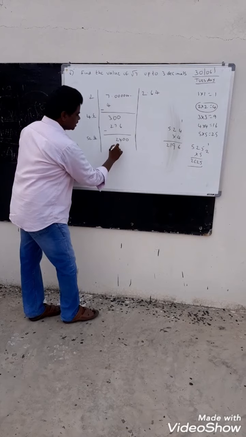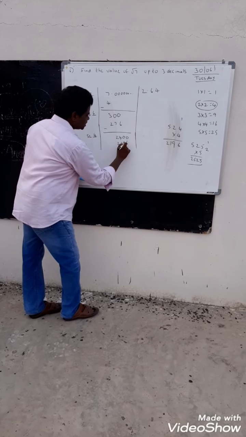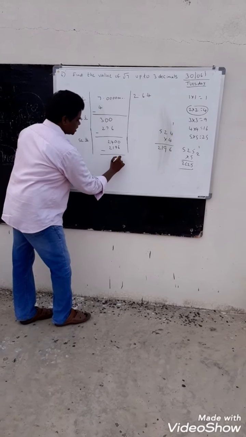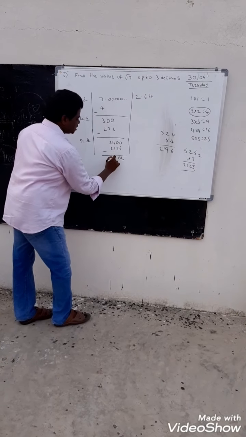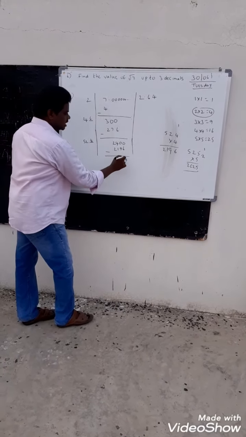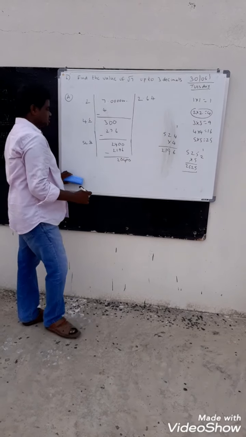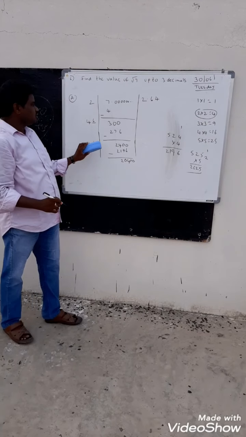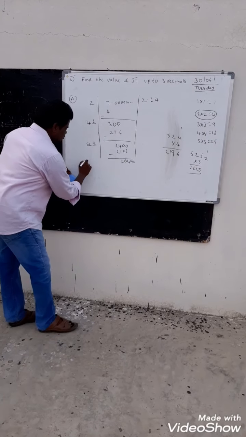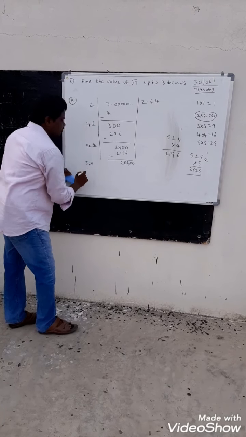That means you will get 2096. If you do subtraction, 10 minus 6, 4, 9 minus 9, 0, 3 minus 1, 2. So again you have to keep 2 zeros here. Now, how do you get the next divisor? 524 plus 4, that is 528.